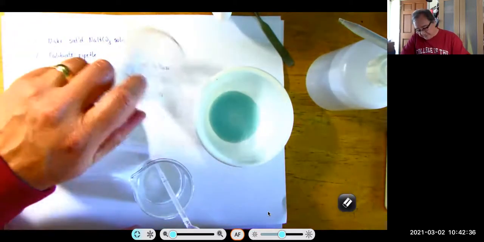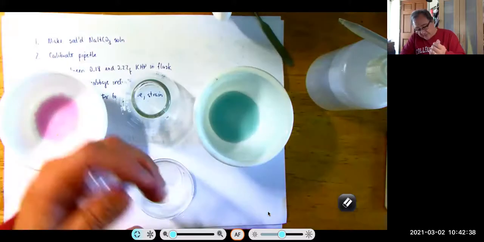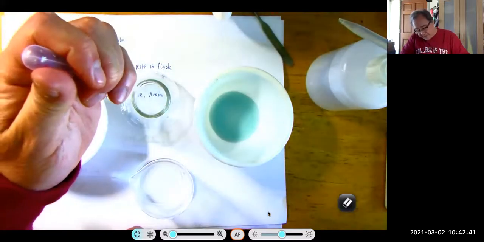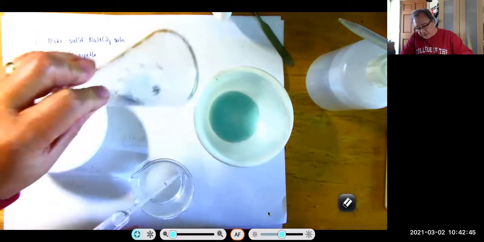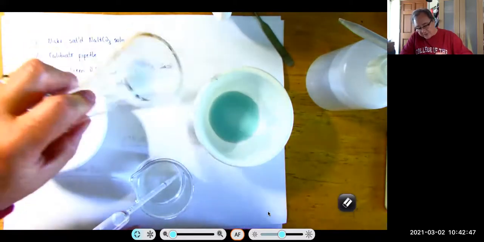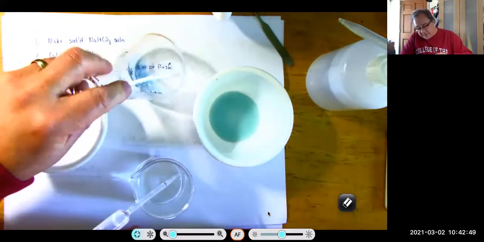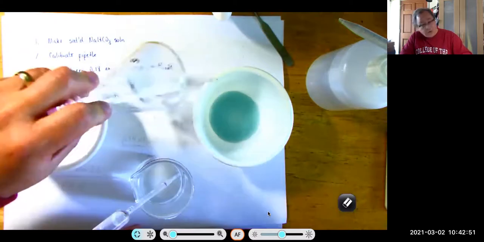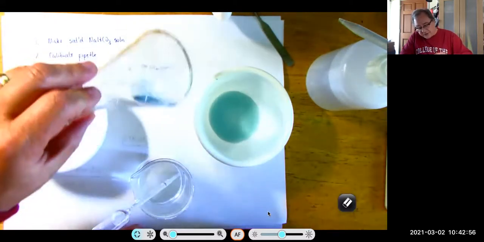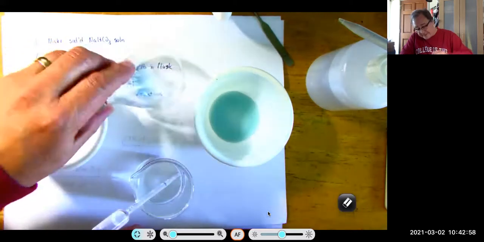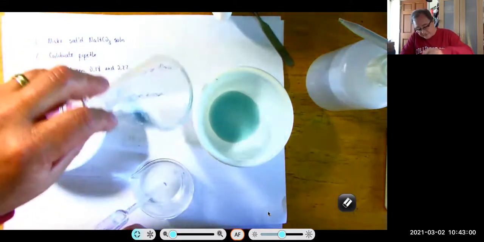Okay, so I'm going to add maybe another drop, see what happens. You'll notice I'm swirling it, trying to rinse the sides down. And by doing that, I don't have to add more water to the solution. But you have to be careful because if you swirl some of the solution out of the neck, then you have to start over.